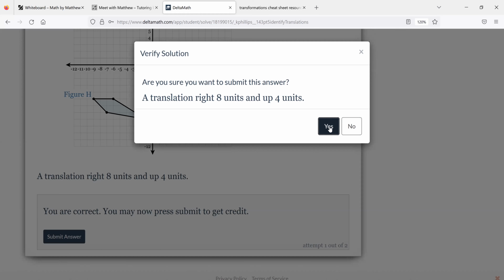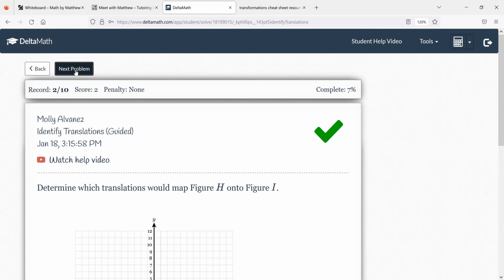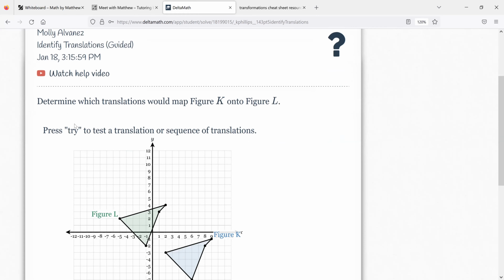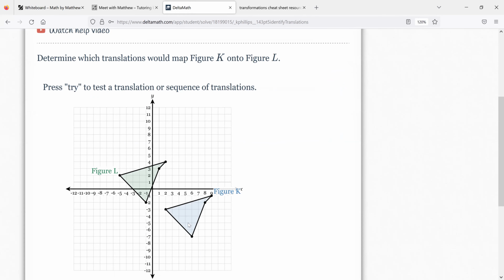So yeah, well, yes, I want to submit it. I know the answer's right. All right, moving on here. So K to L. So this time it's the one on the right moving to the one on the left.